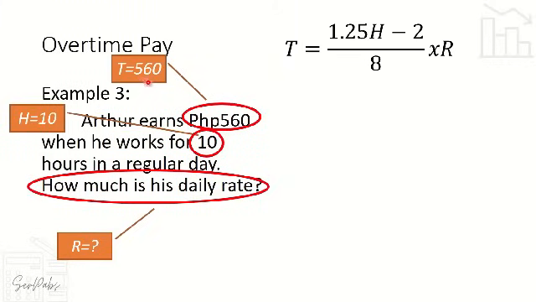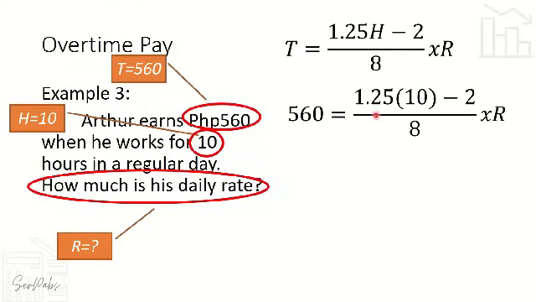Okay, so substitution method. So, ipalit ang 560 kay letter T, palit ang 10 kay H. So, 560 is equal to 1.25 times 10 minus 2 all over 8 times R. So, ang nawawala natin is the variable R. So, apply tayo ng PEMDA. Solve muna yung itaas and divided by sa baba. So, 1.25 times 10 minus 2 equal and then divided by 8. And that will be 1.31 R. So, copy 560. So, 560 is equal to 1.31 R.